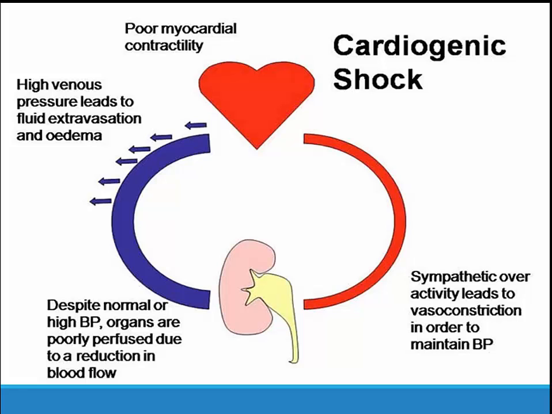Nursing assessment is to monitor for a blood pressure less than 90 millimeters of mercury systolic, or 30 millimeters of mercury less than the patient's baseline. You're assessing for oliguria, poor peripheral pulses, tachypnea, tachycardia, disorientation, and confusion.